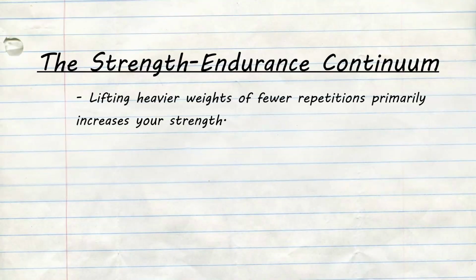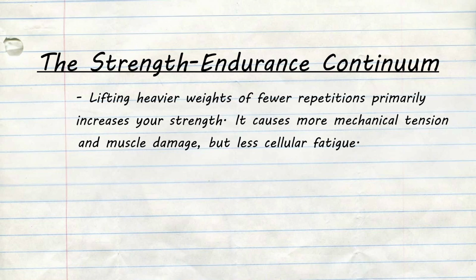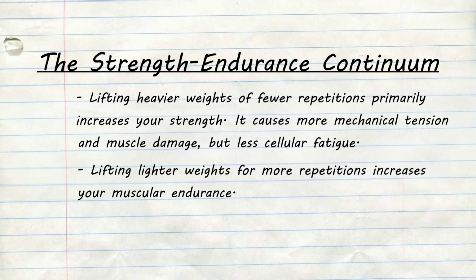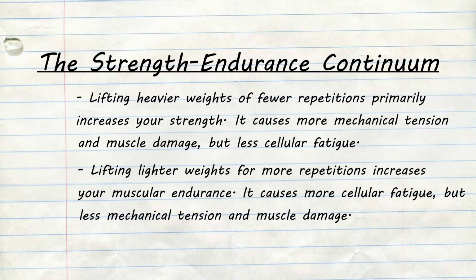These 3 factors are what scientists call the Strength-Endurance Continuum. It works like this. Lifting heavier weights for fewer repetitions primarily increases your strength. It causes more mechanical tension and muscle damage, but less cellular fatigue. On the other hand, lifting lighter weights for more repetitions increases your muscular endurance. It causes more cellular fatigue, but less mechanical tension and muscle damage.